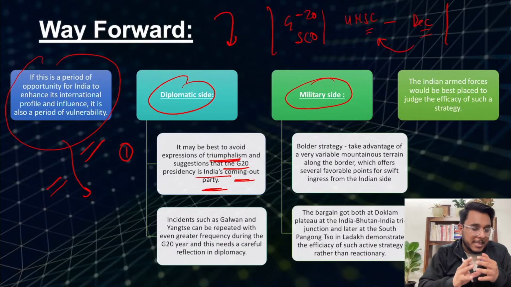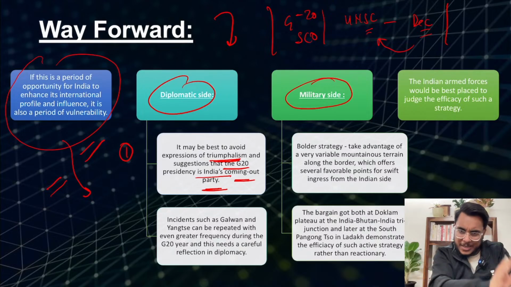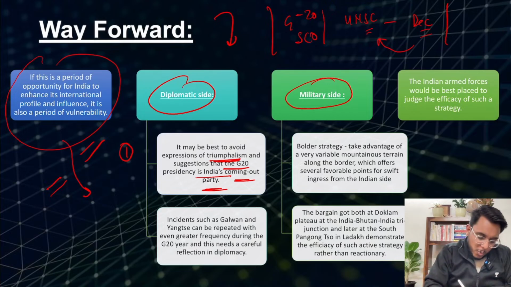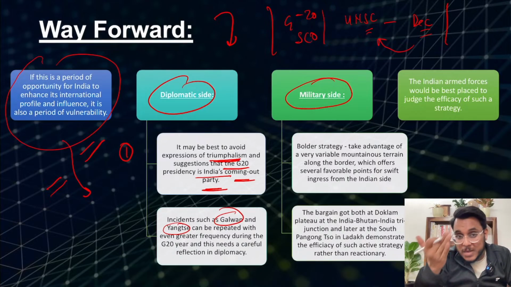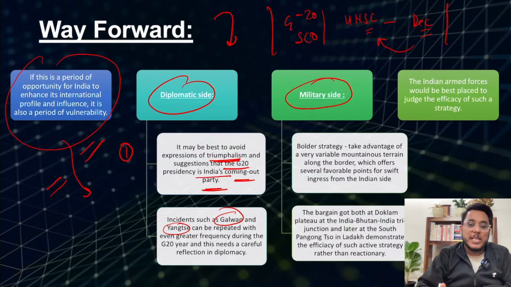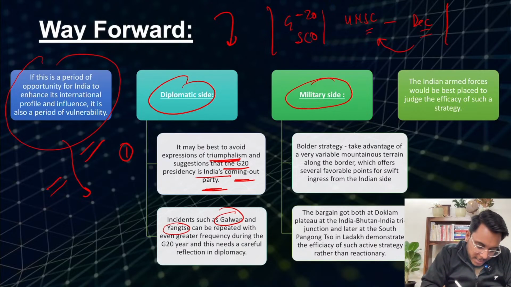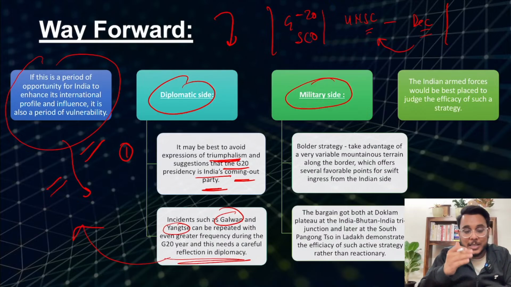Now, understand this particular thing. In the past, China has multiple times flexed its muscles. In 2020, there was the Galwan dispute. Then now there is the Yangtze confrontation in Tawang, and this kind of thing can be repeated as India is going to be the G20 president. So India needs to have careful reflection in diplomacy, on what strings the diplomacy can pull so that these things can be minimized.